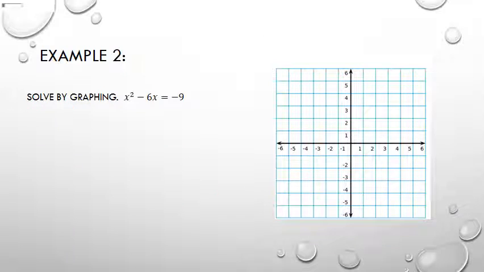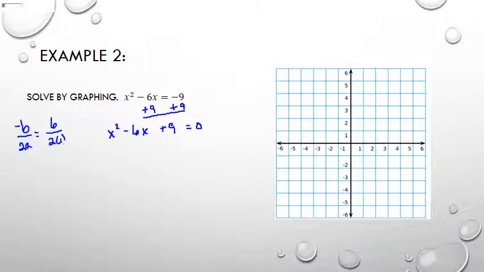All right, so remember, our first step is to set it equal to 0. So we need to add 9 to both sides to set this equal to 0. And that gives us x squared minus 6x plus 9 equals 0. All right, so then our next step is to do the opposite of b over 2a. So the opposite of -6 is 6 over 2 times 1, and that gives us 3.